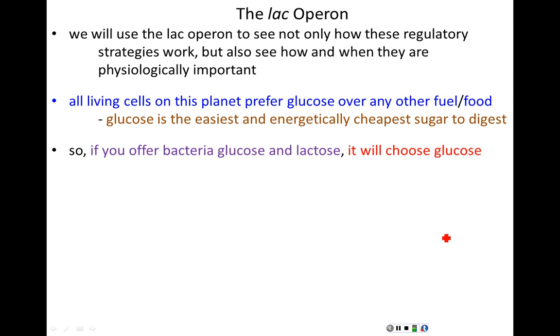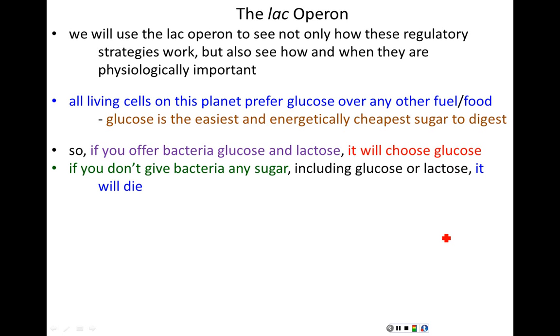It's the easiest and energetically cheapest sugar to extract energy from. So if you put a plate of glucose in front of a bacterial cell and a plate of lactose in front of a bacterial cell, it can survive on either one. It can metabolize either of those sugars for energy. But 10 times out of 10, those bacterial cells will choose the glucose plate because it is easier and energetically cheaper to digest. If you don't give bacteria any sugar, including glucose or lactose, it's going to die.